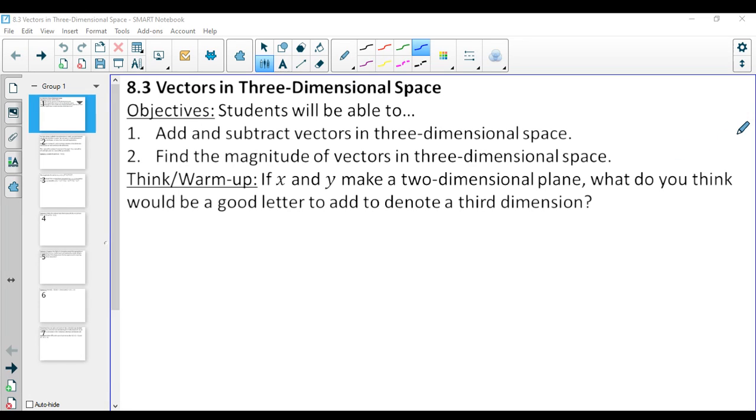Today we are getting into 8.3, which is vectors in three-dimensional space. And I love getting into this stuff because once you start doing things in three dimensions, the amount of real world applications that show up is just insane, right? Because we live in a three-dimensional world. So learning math in three dimensions has a lot of benefits, obviously.